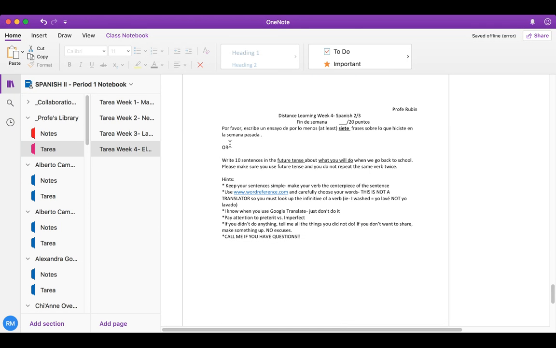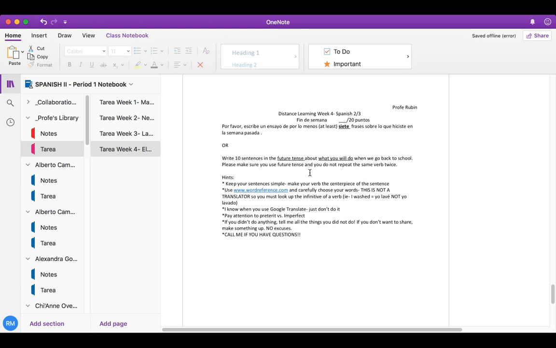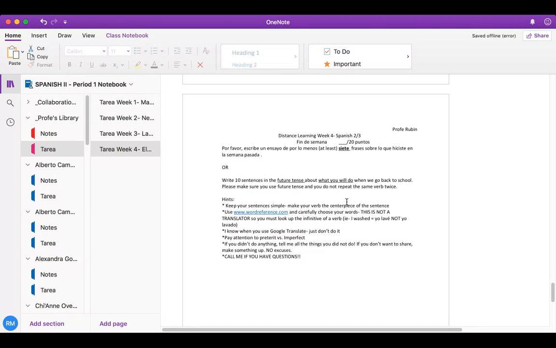Also notice that here I gave you another option for the fin de semana. You can write a fin de semana if you'd like, about your weekend or any time that you spent recently in the past. Or if you'd like, you can write 10 sentences in the future tense about what you will do when we go back to school. Keep these simple, but make sure you do not use the same verb twice. Okay? Also worth 20 points.